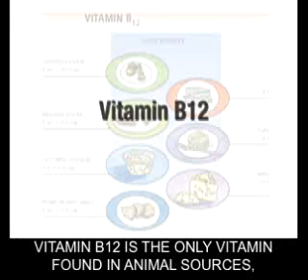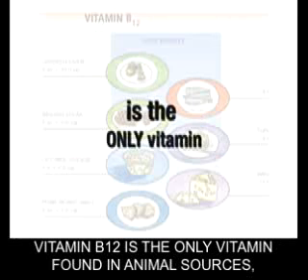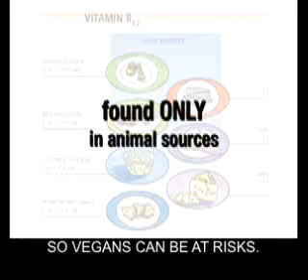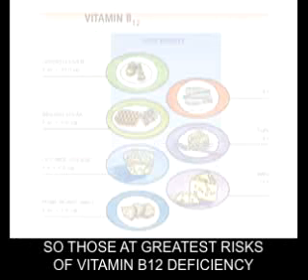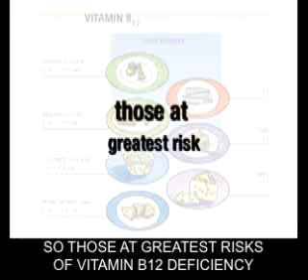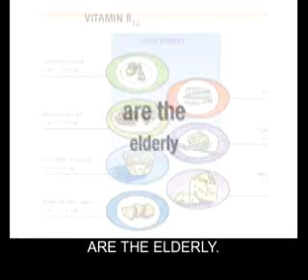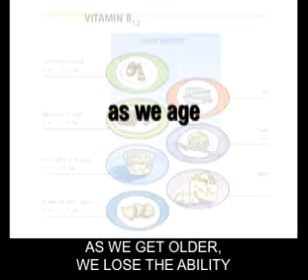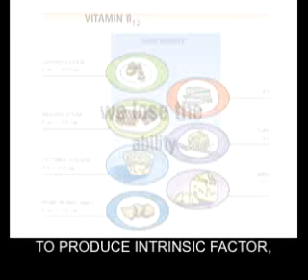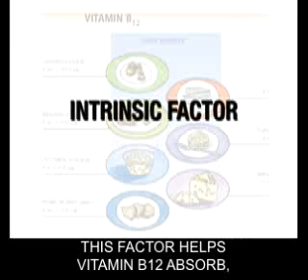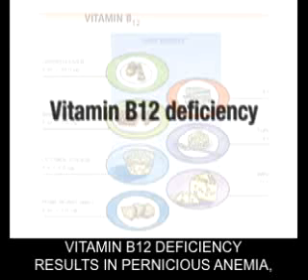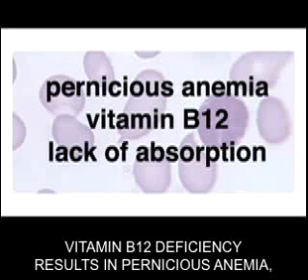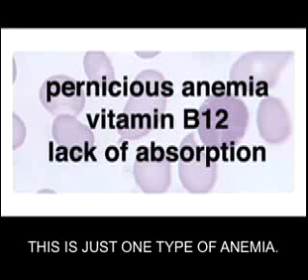Vitamin B12 is the only vitamin found only in animal sources, so vegans can be at risk. But many vegans supplement with vitamin B12, so those at greatest risk of vitamin B12 deficiency are the elderly. As we get older, we lose the ability to produce intrinsic factor. This factor helps vitamin B12 absorb. Vitamin B12 deficiency results in pernicious anemia. This is just one type of anemia.